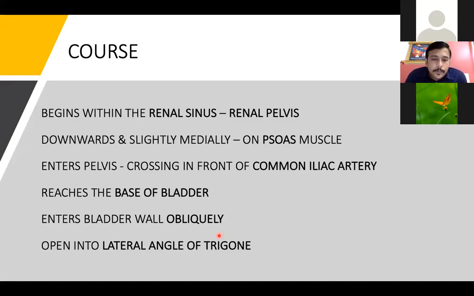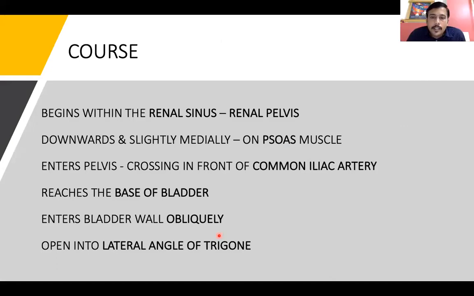Coming to its course, the ureter begins within the renal sinus as the renal pelvis. Previously we saw the renal sinus. In the renal sinus the renal pelvis begins, and it moves downwards and slightly medially, passing on the psoas major muscle, and then enters the pelvis by crossing in front of the common iliac artery, reaches the base of the bladder, enters the bladder wall obliquely and opens into the lateral angle of the trigone. The trigone is present in the internal aspect of the urinary bladder. We'll discuss it tomorrow.